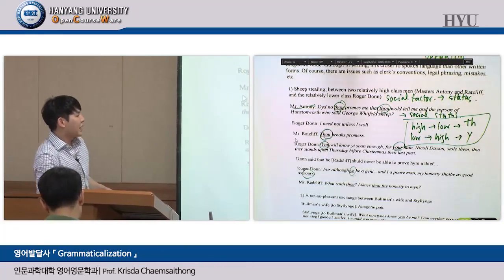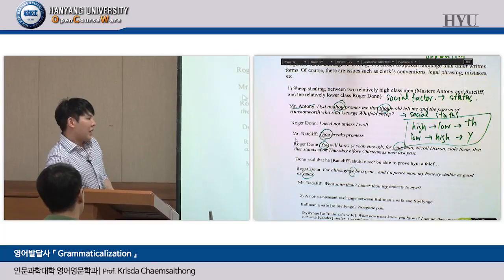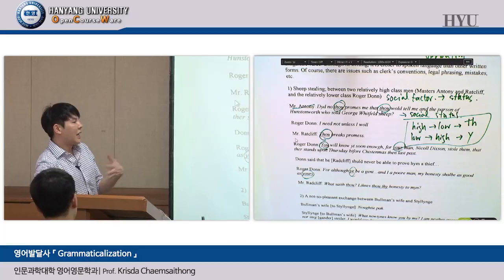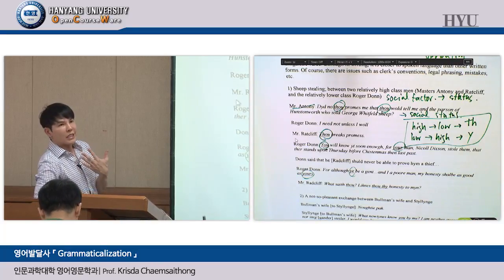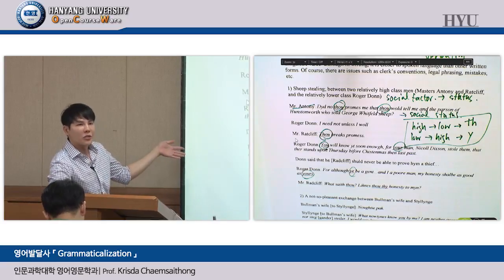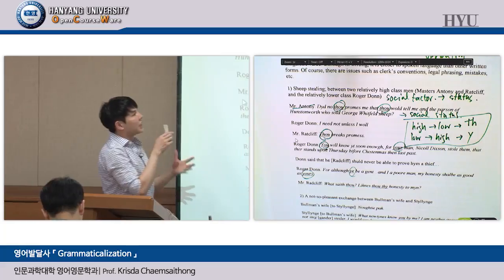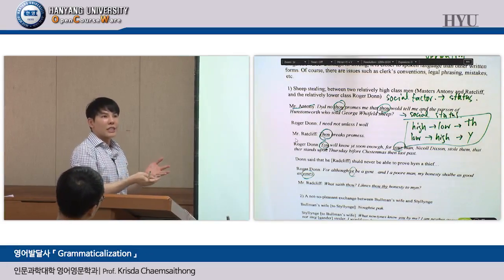And then, "What said thou?" So what did you say? "Liken thou thy honesty to mine." How dare you compare your honesty to my honesty, like that. So this is what we would expect too, right? The TH form. So in this example, the TH and the Y form are governed by social status, right?